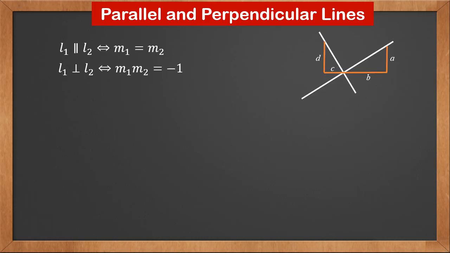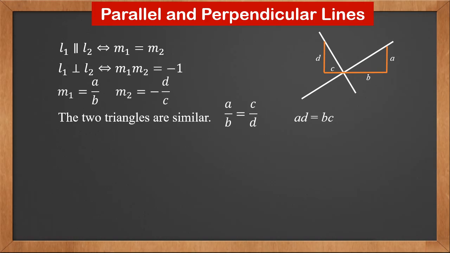Let's look at this diagram. There are two right-angled triangles. Line 1's gradient m1 is a over b. Line 2's gradient m2 is minus d over c. These two triangles are similar. So a over b is equal to c over d. Cross multiply, we get ad equals bc. Therefore, m1 times m2 is minus ad over bc, which is minus 1.